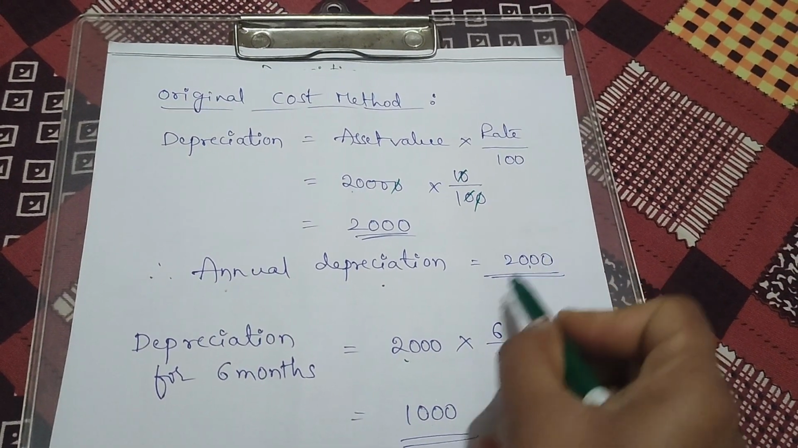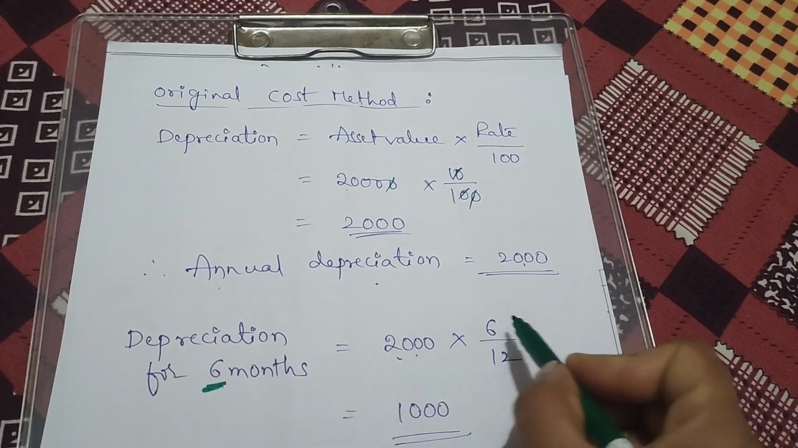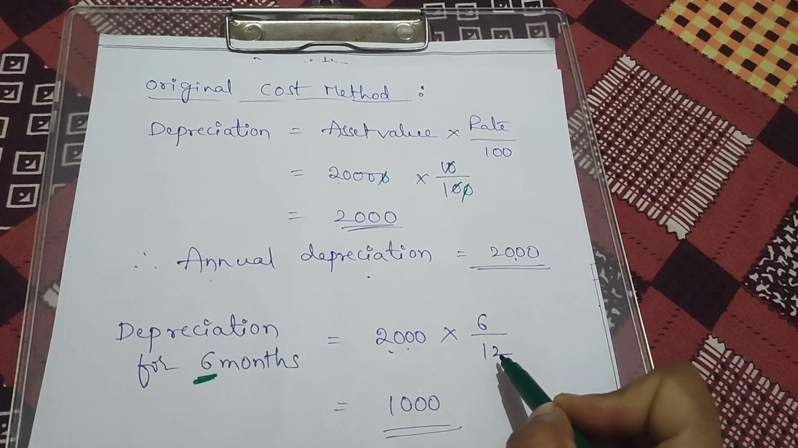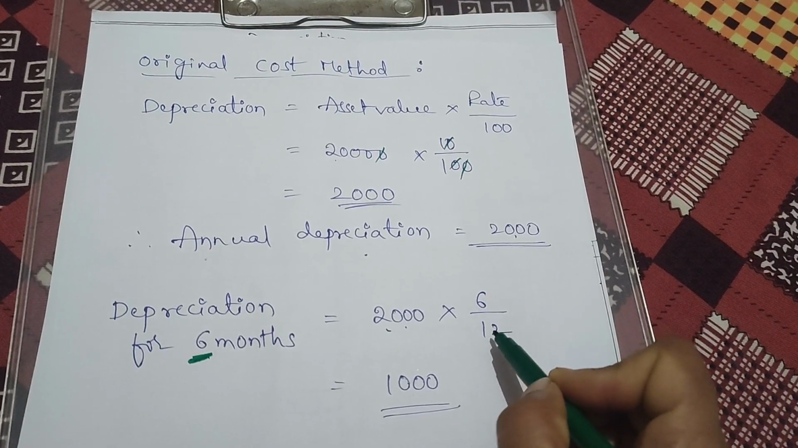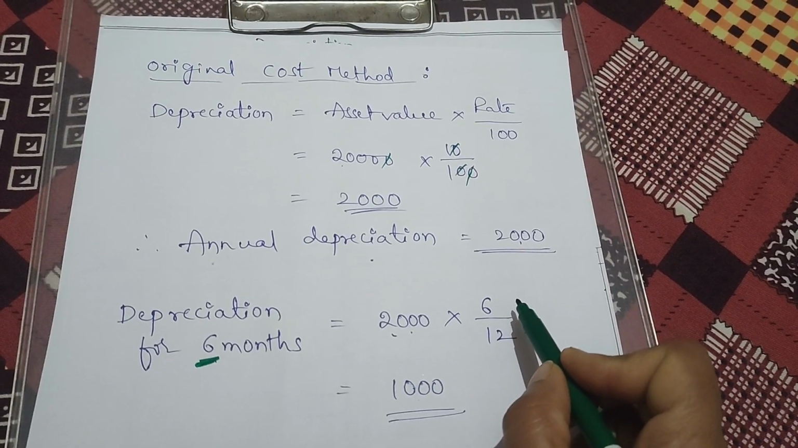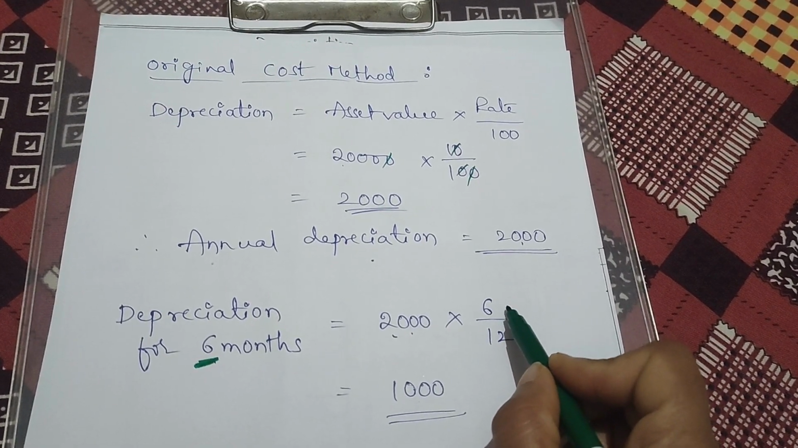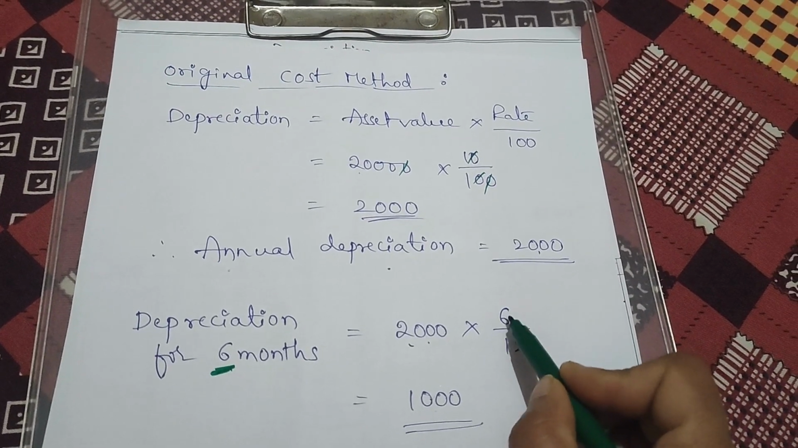Take annual depreciation into, for how many months do we require? 6 months. 6 divided by 12 because there are 12 months in the year. If we need depreciation for 9 months, you can take 9 by 12. If you want to calculate depreciation for 3 months, here you can take 3 in the place of numerator, divided by 12. But here we need only for 6 months, 6 by 12.